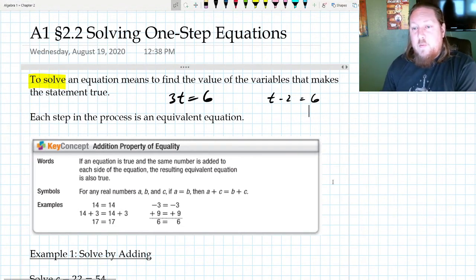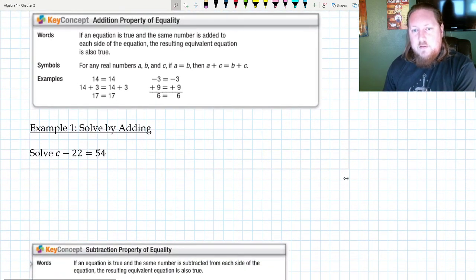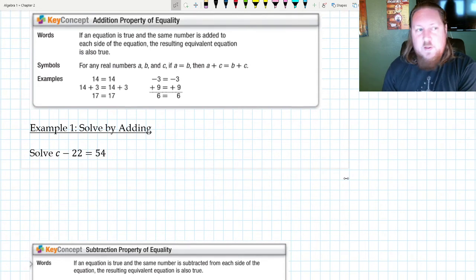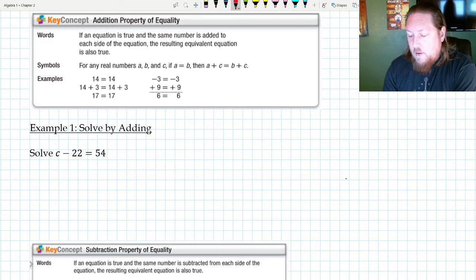We're going to start out with the addition property of equality, which means if we need to add something to both sides to solve the equation, to isolate that variable, then I can do that, and it's okay. C minus 22, it looks like I'm taking 22 away from C. So the opposite of minus 22 is add 22. And so I'm going to do that to both sides.